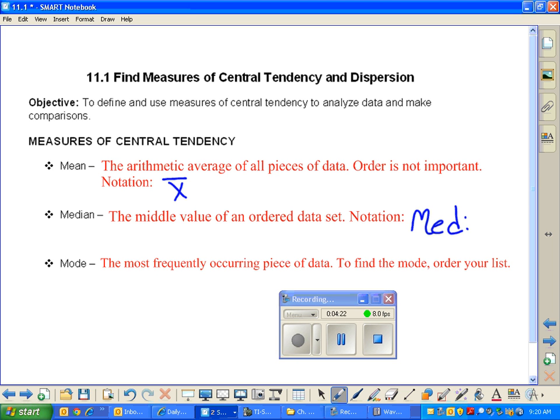I always think mode has that long O sound, mode, and most frequently occurring piece of data. So the mode is the most frequently occurring piece of data. Now your calculator doesn't spit out a mode, but you're going to see today, we're going to gather data on you folks. To find the mode for our class with maybe 20 pieces of data or so, just put your data in order, and then it's really easy to count how many there are of each piece of data. So it's nice. Just put your data in order and you can find the mode pretty quickly.